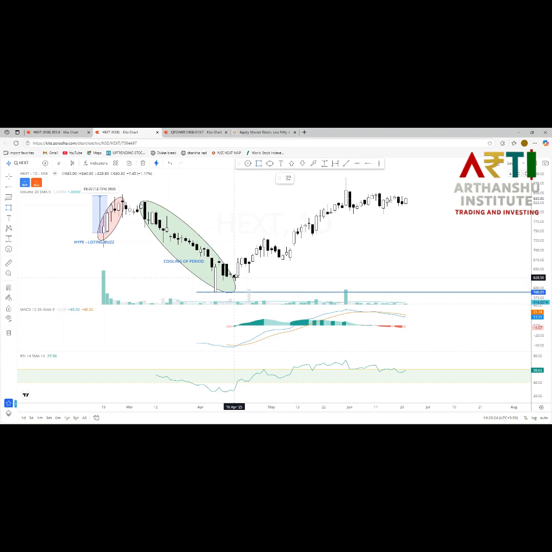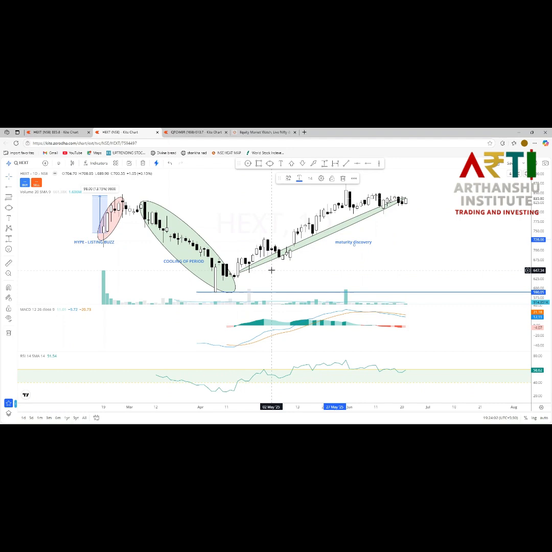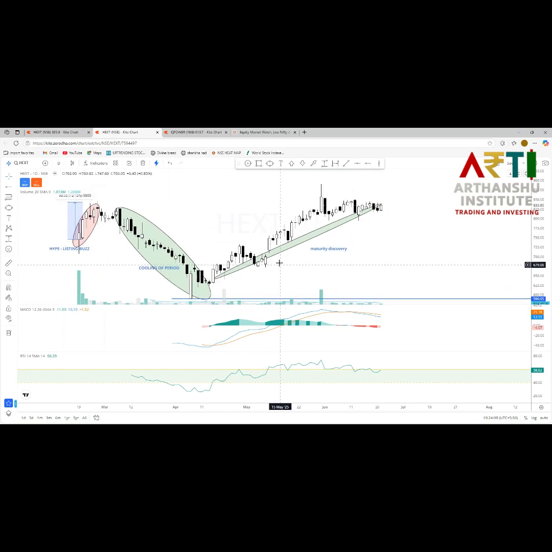Exactly in this stock we can see the same thing is happening. From this point to this point we have the institutional phase or maturity discovery phase. Maturity discovery means analysts or institutions look at the company's performance, and they make a decision to take a position in the stock.